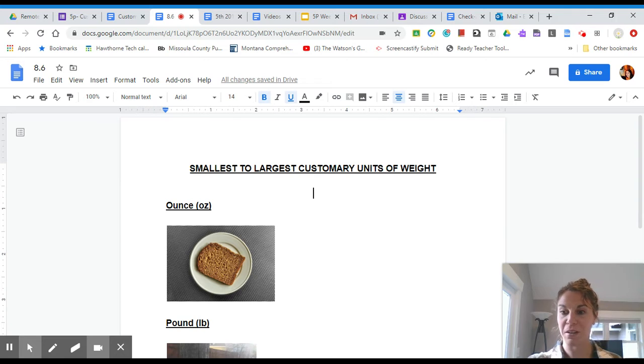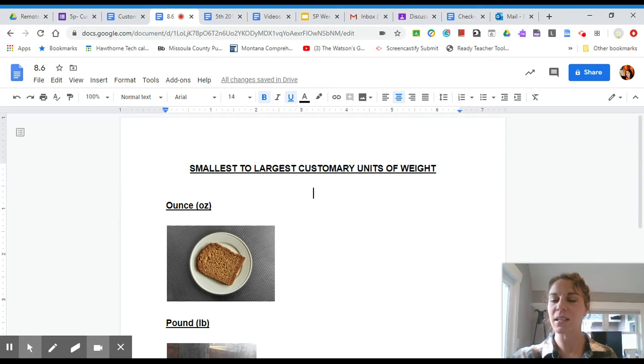I'm going to be teaching you the new intro lesson for 8.6. So we're almost through with our customary units. So today we're going to be working on the units of weight.